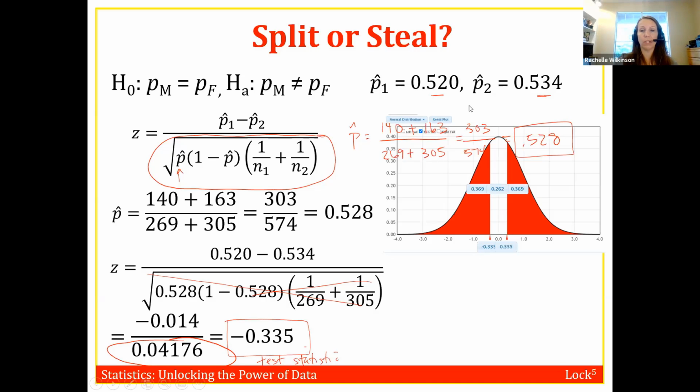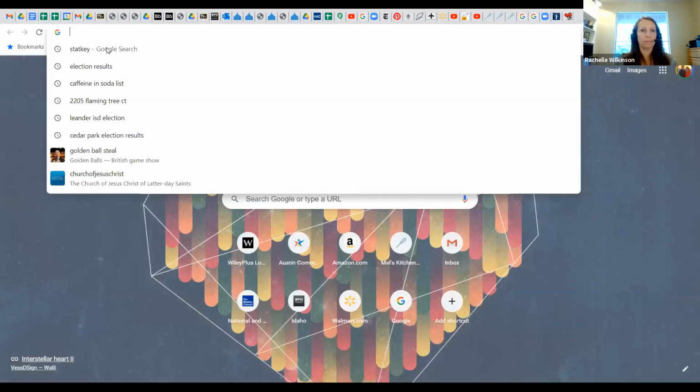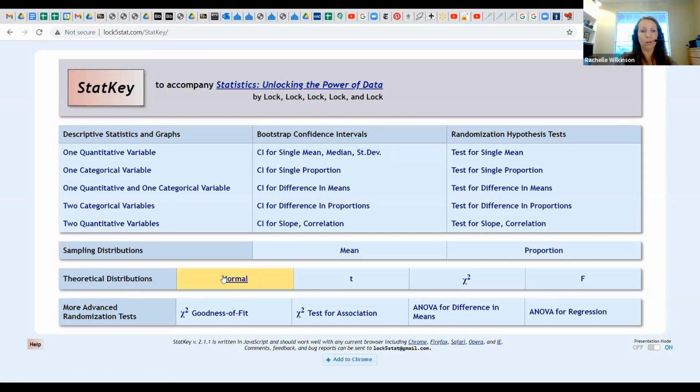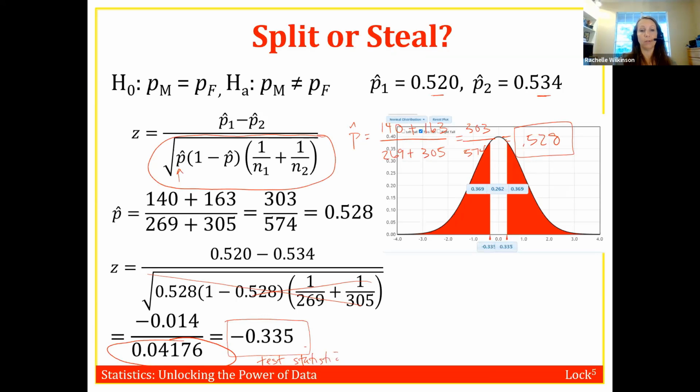To find our p-value, we're going to go to StatKey. In StatKey, I'm looking at a normal theoretical distribution, so I'm going to click on that here. My test statistic was negative 0.335, and I had a double-sided alternative. The two things you really need to get the p-value are the test statistic and the type of test you had: greater than, less than, or not equal to. Mine was not equal to.